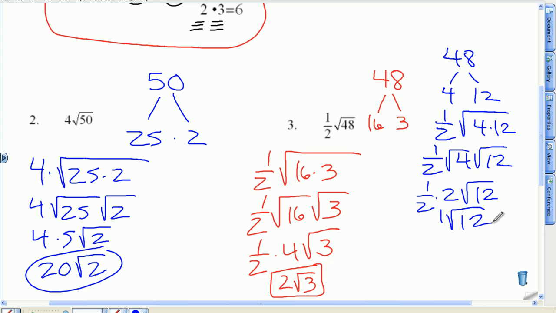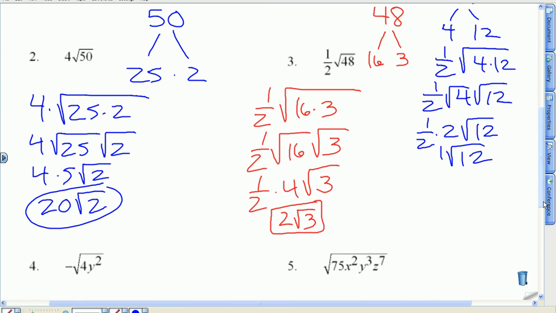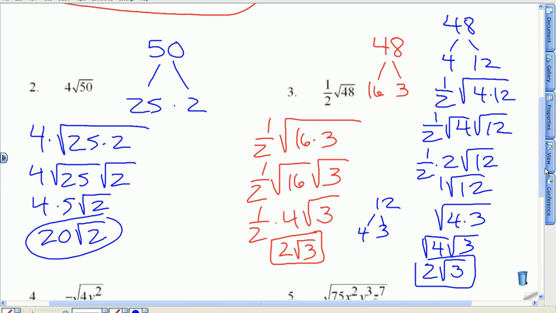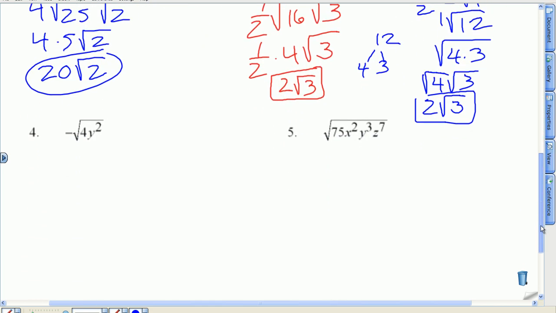The problem is radical 12 can be simplified even further. So 12 is 4 times 3. So this becomes radical 4 times 3, radical 4 times radical 3, or 2 radical 3. So you get the same answer. The problem in blue took 2 steps to do. The problem in orange, 1. Just look at the lengths. Try to find the biggest perfect square that goes into your number. It will make the problem considerably shorter. That's problem 3.